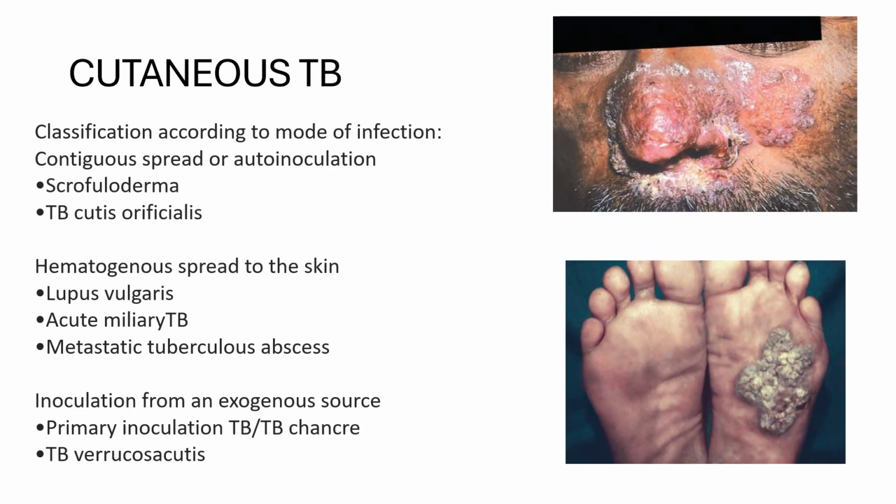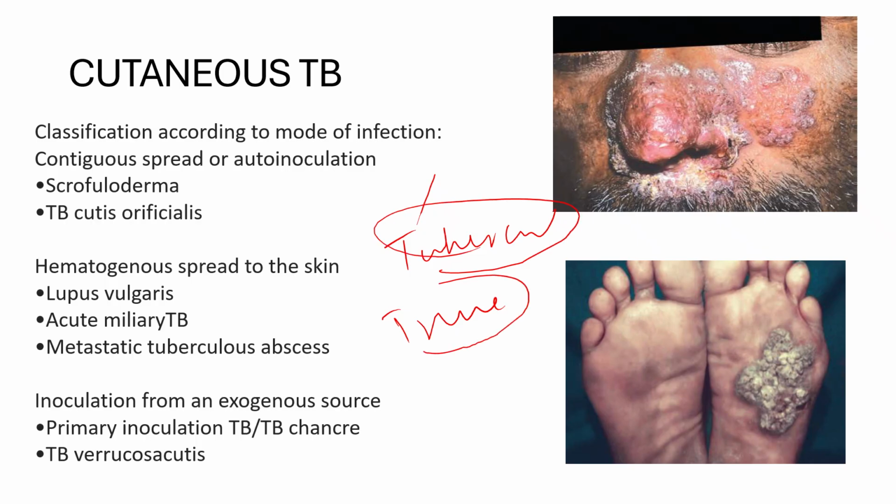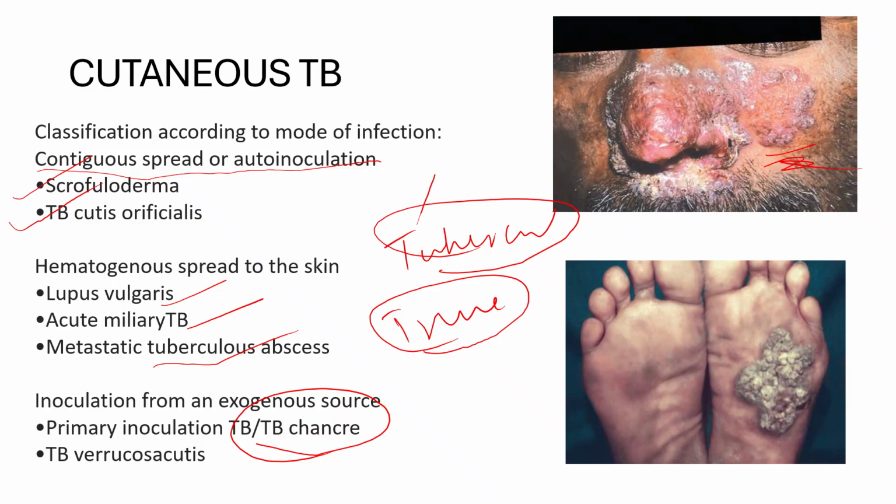Cutaneous TB ranges into tuberculids and true cutaneous TB. Tuberculids are nothing but a hypersensitivity reaction, whereas true cutaneous TB is a result of direct infection of the skin by the bacilli. If it is contiguous or auto-inoculation, it is scrofuloderma or TB cutis orificialis. Hematogenous spread includes lupus vulgaris, miliary TB, and metastatic tuberculous abscess, and from an exogenous source, remember it is TB chancre. This is a case of lupus vulgaris.